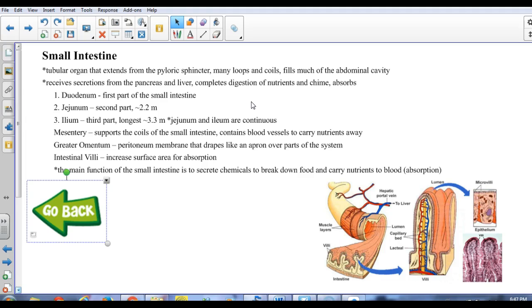The duodenum is where all digestion occurs. In the jejunum, the second part of the small intestine, there's some digestion, but mostly absorption. And in the ileum, the third longest part, most of the digestion has already taken place and absorption will occur here.